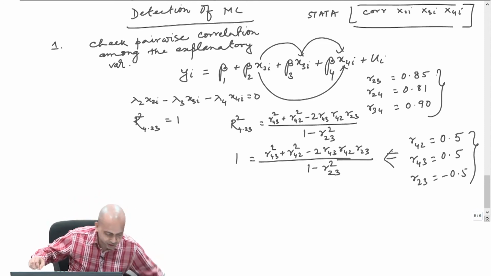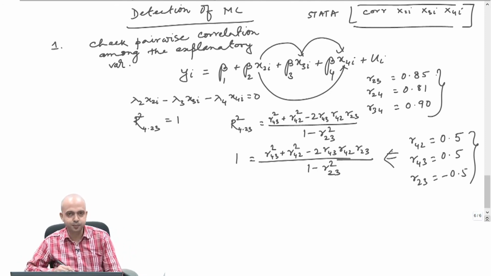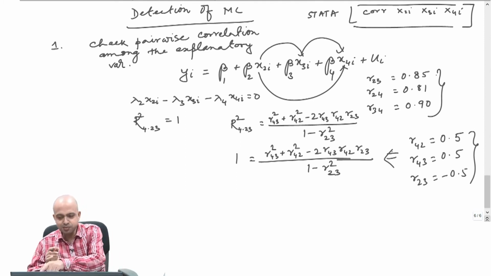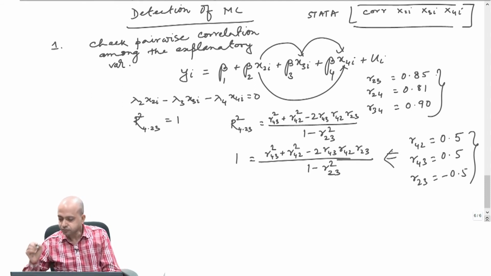But from the partial pairwise correlation, we see they are only 0.5. So, if the pairwise correlation is quite high, then you will understand there is a multicollinearity problem, but if they are low, they do not rule out the possibility of a multicollinearity problem. We have to check for some other measure.